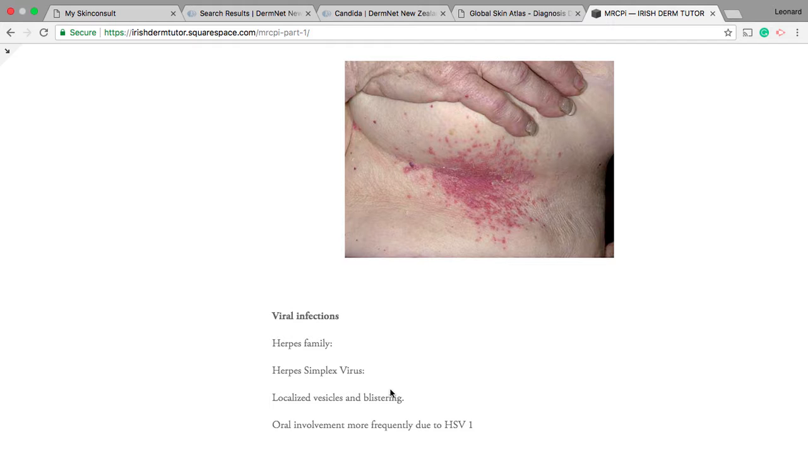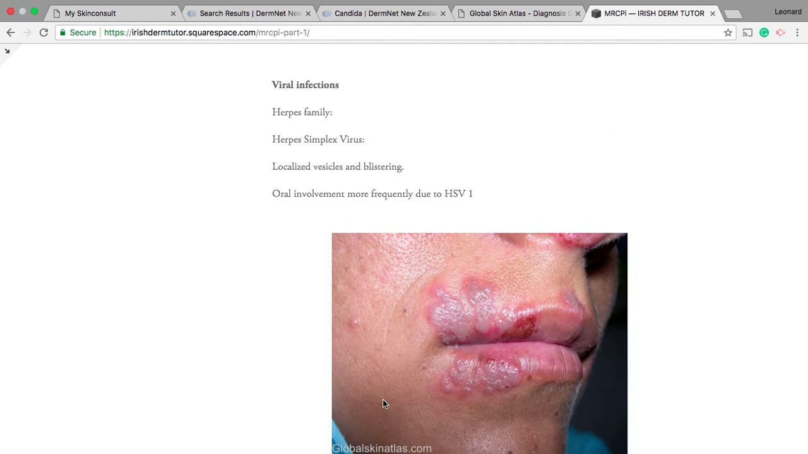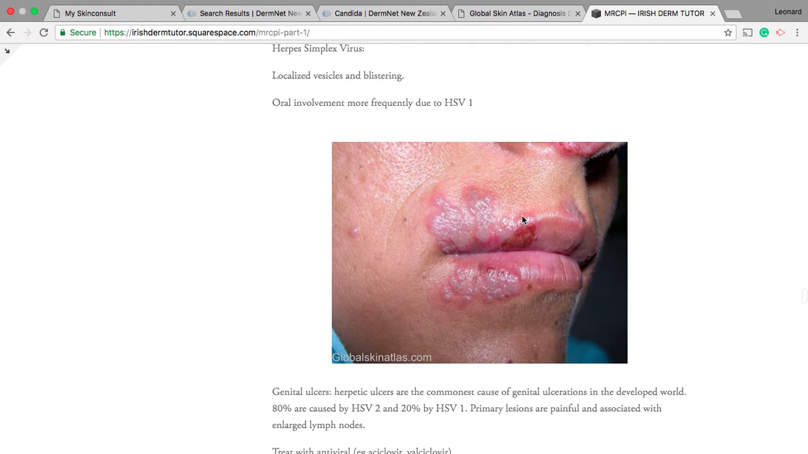We'll now move on to viral infections, and I'll start with the herpes family of viruses. I'll talk about herpes simplex virus type 1 and type 2 first. They often present with localized vesicles and blistering that can then break down and form erosions. Obviously the colloquial name for these is cold sores. Oral involvement is more frequently due to herpes simplex virus 1, whereas genital involvement is more frequently due to herpes simplex virus 2, but there is crossover between the two.